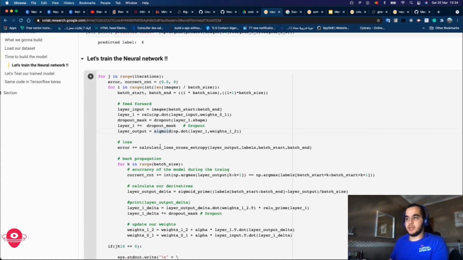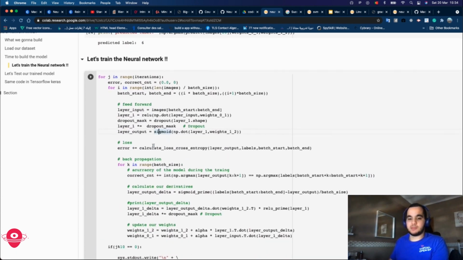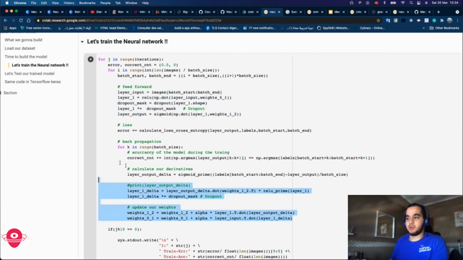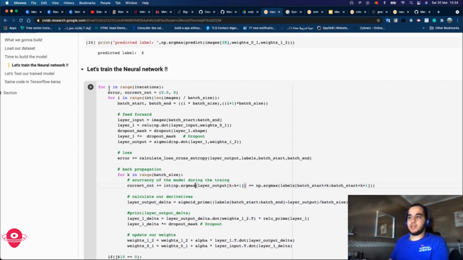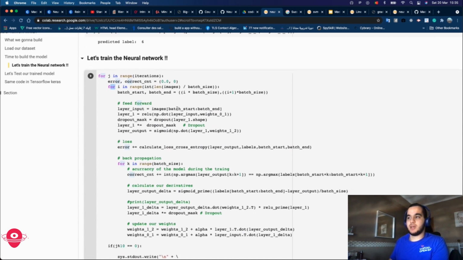When it comes to the training, this is the code that we have, which consists basically of 3 parts. You have the feed forward, the forward pass that we talked about, you have the backward pass, and you have the loss that you are calculating. You make a for loop through the iterations, and then another explicit for loop to run through the batches and the data that you have.